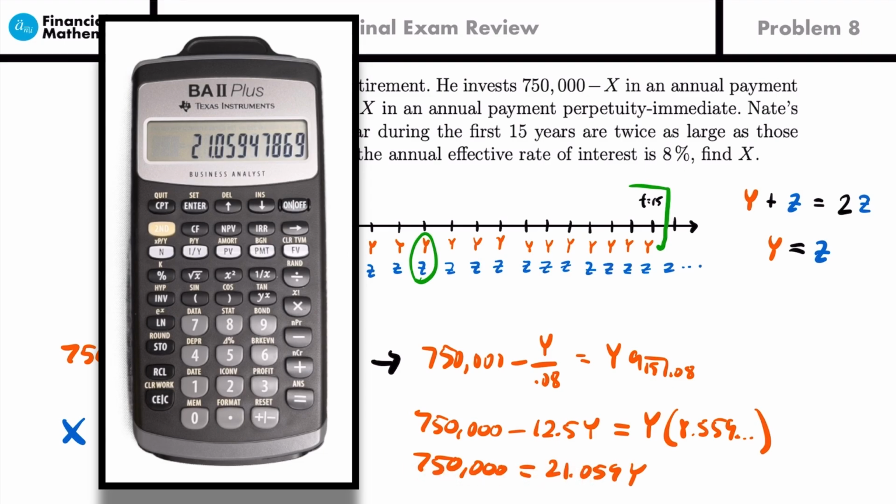And I'm going to do it in the reverse here. Since I already have 21.059 on my calculator screen, I'm going to divide it by 750,000 and then hit the reciprocal button, which is the same thing as what we want to do. I'm just creating a fraction and then flipping the fraction to get the right value. So let's divide by 750,000. Hit equals, then hit the reciprocal button, and there's our answer. Y is equal to $35,613 and some more decimals.